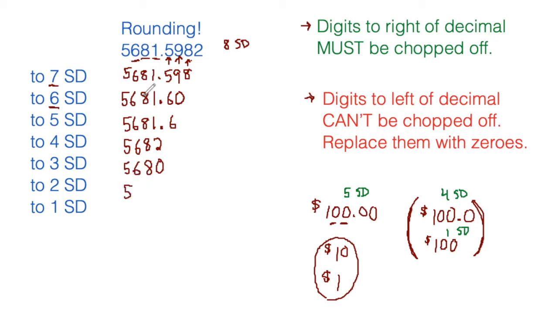we are rounding to the 6th place. The 8 is large, so we're making this a 7. Again, keeping placeholder zeros. And if we only wanted one significant digit, we would make this 6,000 with 3 placeholder zeros.